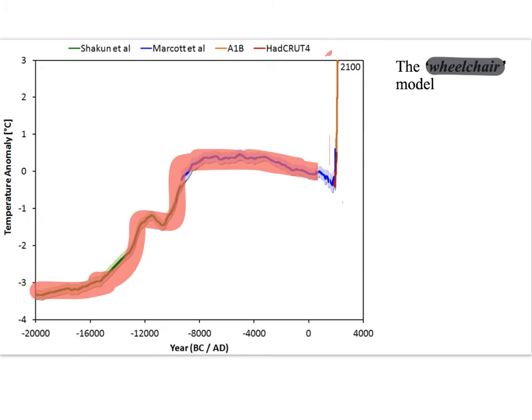I'll just get rid of that so it's easier for us to see what's going on. Okay, so the green line here shows us coming out of the last glacial period. So at this point, temperatures were rising up.